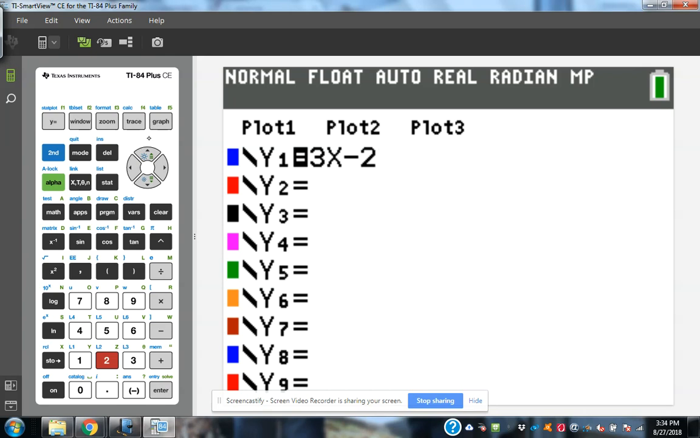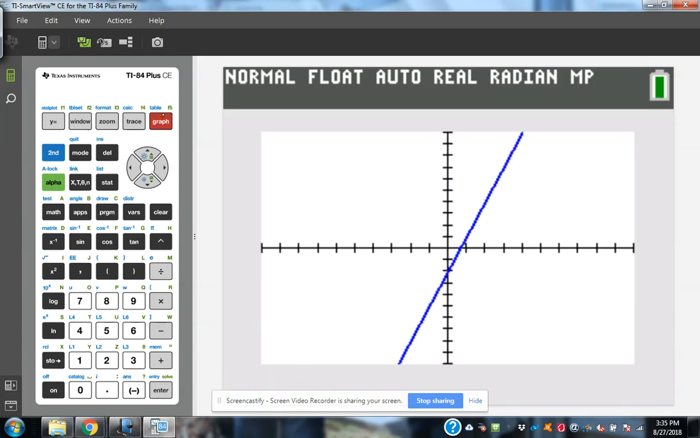If I do that and hit graph, there's that same line that I just drew by hand. Okay, so that's the nicety of the graphing calculators. I'm usually not going to ask you to graph much by hand. I'm going to ask you something about that graph, which if you can get the graph with the graphing calculator, you can get that information.